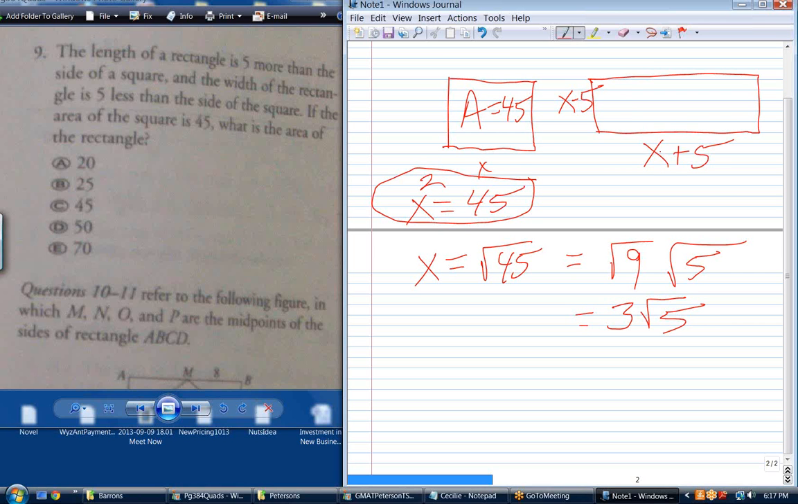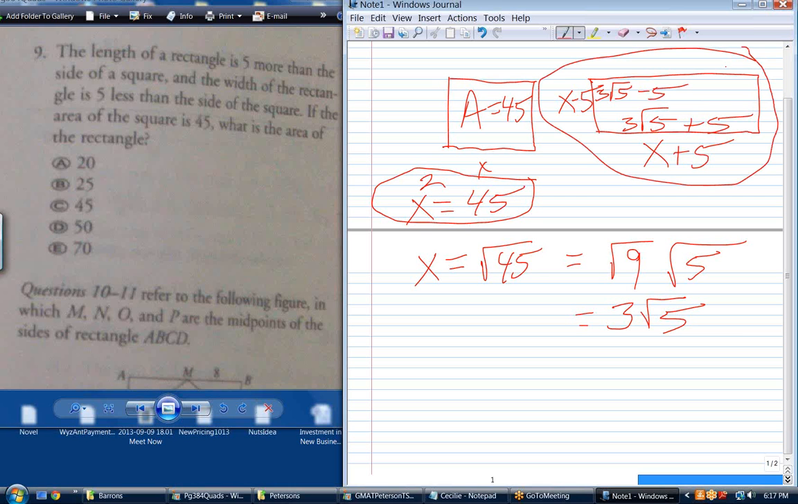So this length, x, is 3 root 5 plus 5. Plus 5, yeah. And this width is 3 root 5 minus 5. So what's the area of that rectangle going to be?